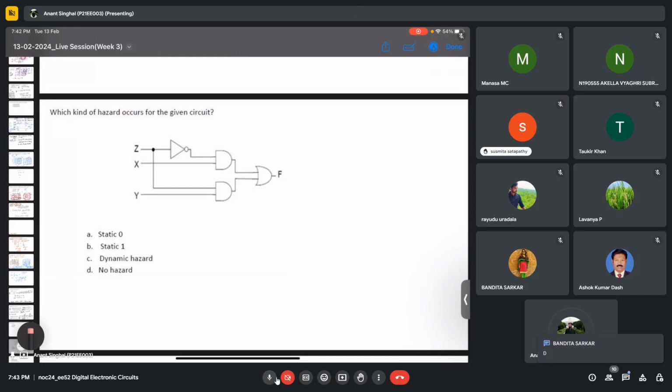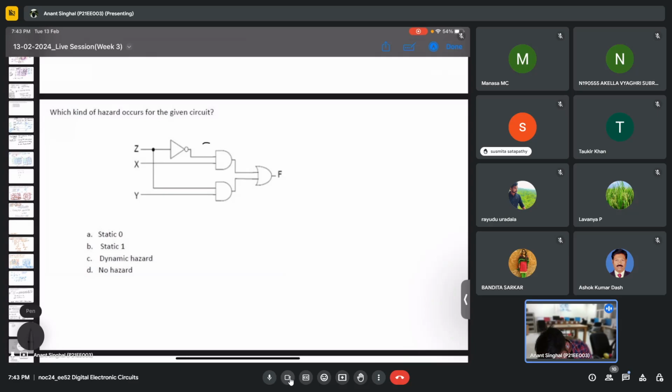This one, the answer is no hazard. So let's see. This is basically Z complement. This is X, this is Y, and this is Z. This is AND, so this will be XZ complement. This will be YZ. So the final F will be XZ complement plus YZ. Oh, sorry, plus YZ, right?